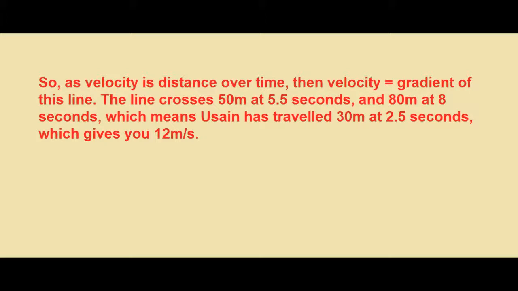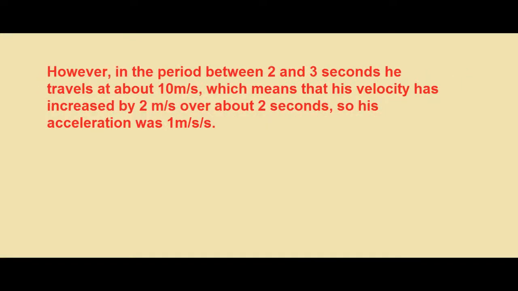So, as velocity is distance over time, then velocity is equal to the gradient of this line. The line crosses 50 meters at 5.5 seconds and 80 meters at 8 seconds, which means he then has traveled 30 meters in 2.5 seconds, which gives you 12 meters per second, which is quite impressive.